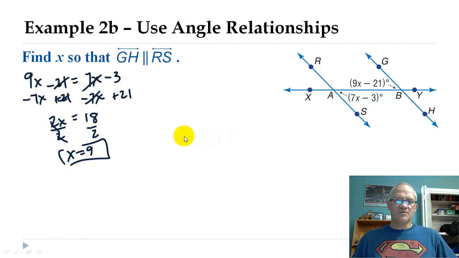And if you wanted to check your work here, all you'd have to do is plug x back in to both of these, and you should find that you get the same thing both ways. It looks like 9 times 7, 63 minus 3, is 60. And then 9 times 9, 81 minus 21 is also 60. So that looks good. We got it.